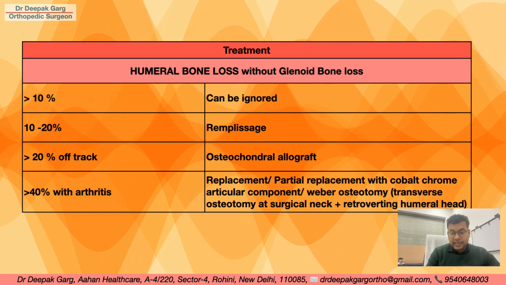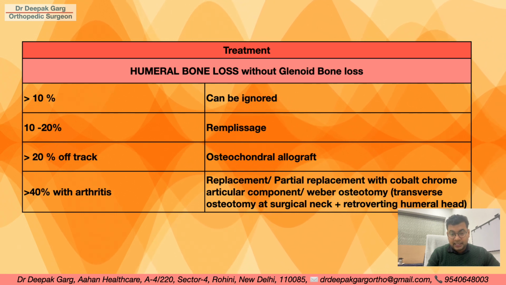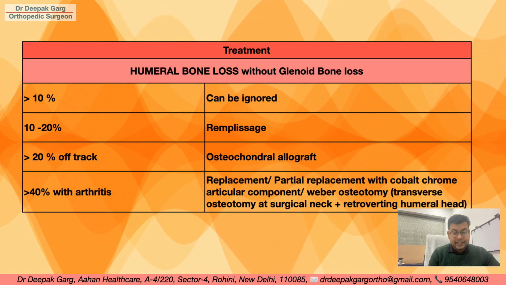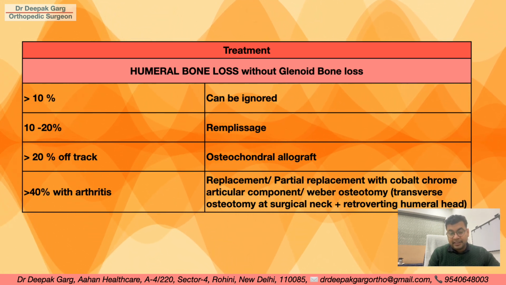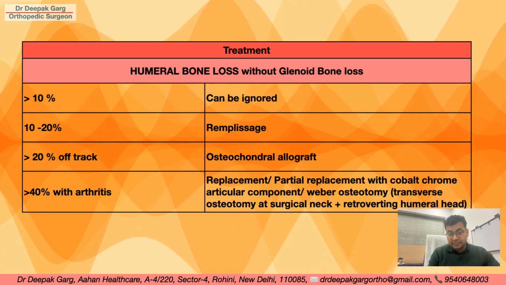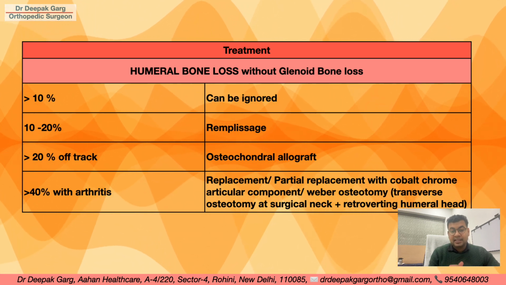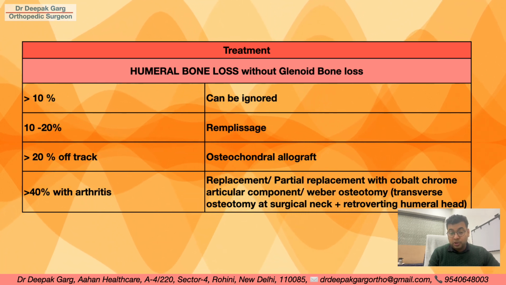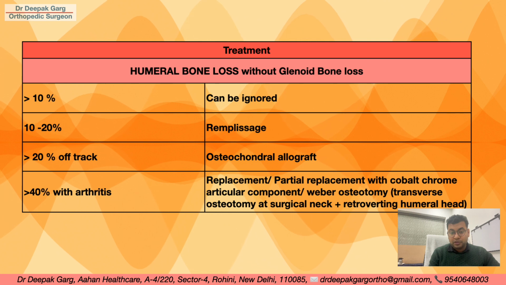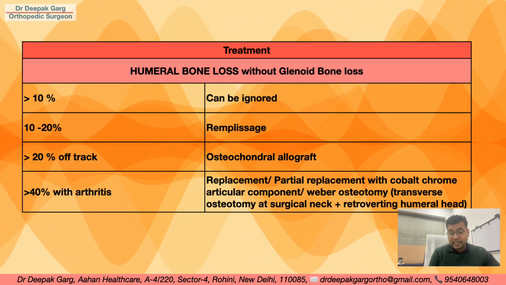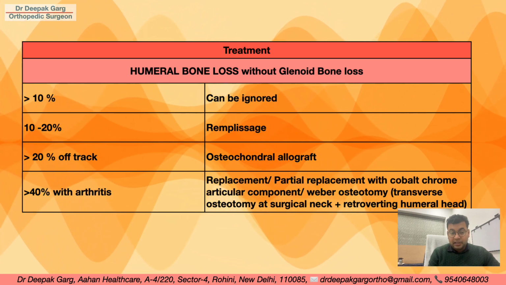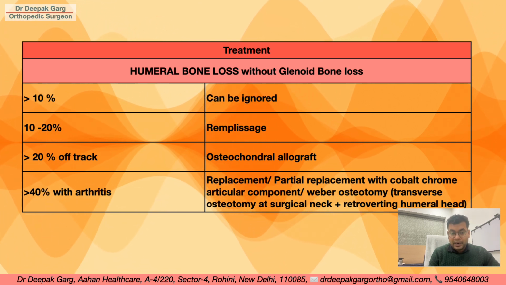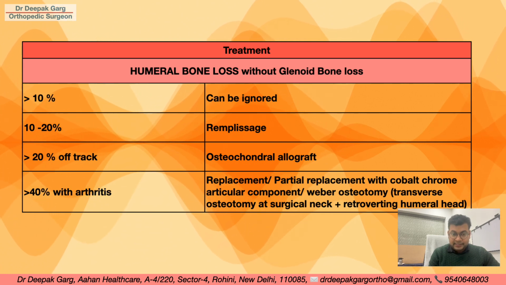If the bone loss is 10 to 20%, then we may have to go for remplissage. If it is more than 20% off track, we can go for osteochondral allografts; what off track and on track mean, we will discuss in later slides. If it is more than 20% on track, then we again can go for remplissage. If it is more than 40% humeral bone loss, as we already saw in the previous slides, we can go for the allograft transfer, or if arthritis is present, then we can go for a reverse shoulder arthroplasty, or sometimes partial replacement with cobalt chrome articular components.